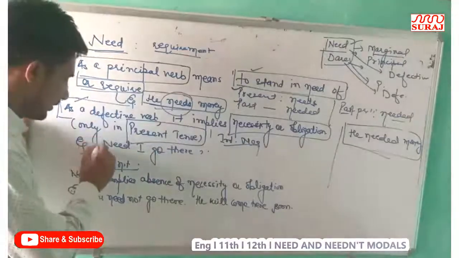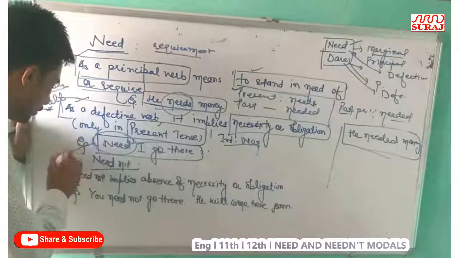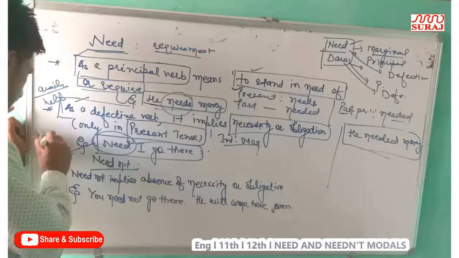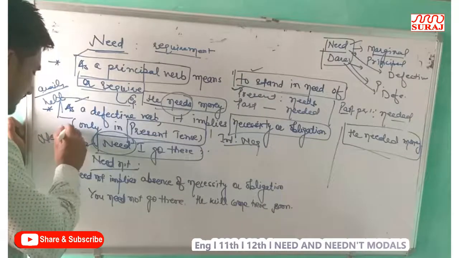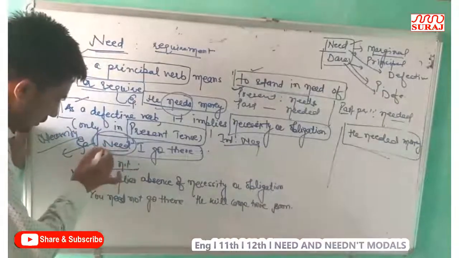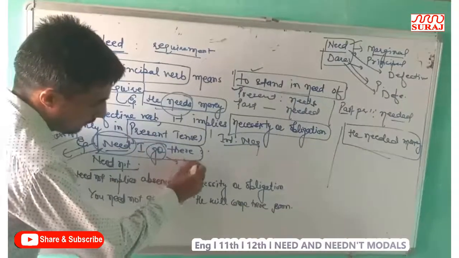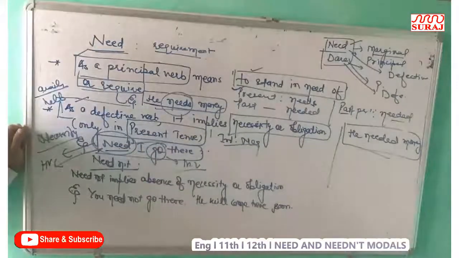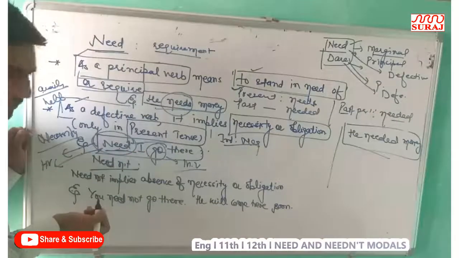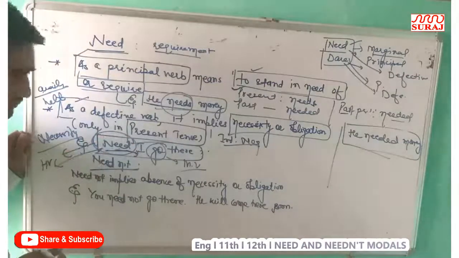For example, need I go there? This word need also expresses compulsion, necessity. This word shows necessity and compulsion, and it is also a helping word here. And go is the main verb in this sentence. That's why this sentence is also written in a different form. And need is here a defective verb.